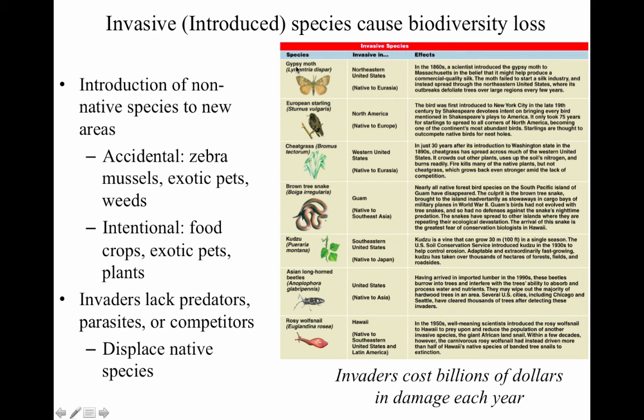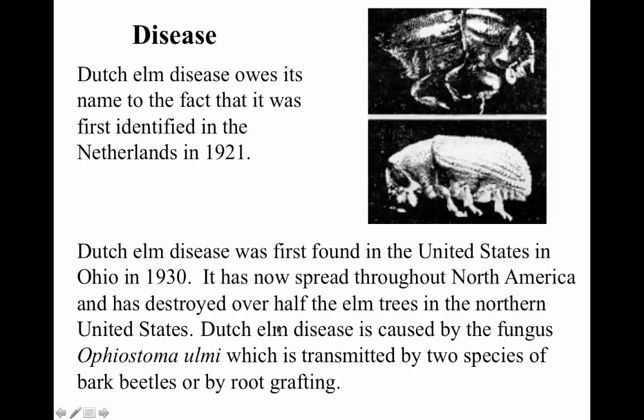Other examples: the gypsy moth, and the brown tree snake, which was introduced to Guam, an area that really didn't have this type of predator, and it kind of wiped out a lot of native bird species. And there are, of course, other examples. Disease, the Dutch elm disease.